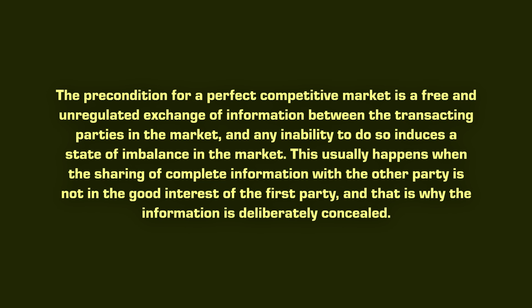The precondition for a perfect competitive market is a free and unregulated exchange of information between the transacting parties in the market, and any inability to do so induces a state of imbalance in the market. This usually happens when the sharing of complete information with the other party is not in the good interest of the first party, and that is why the information is deliberately concealed. That is why imperfect information pertaining to goods and services or their costs or prices amongst buyers and sellers becomes an important cause of market failure. In such a state, the price of the good does not truly indicate the cost of production or the benefits from consumption of the commodity.